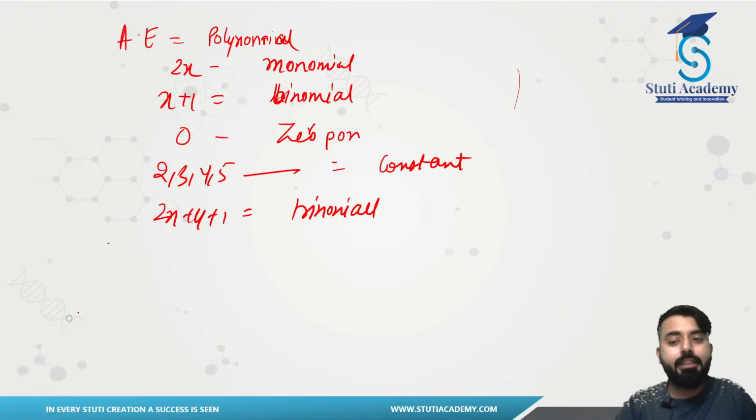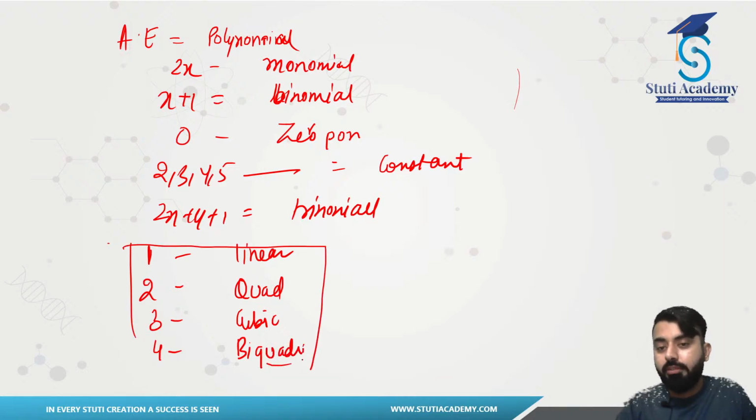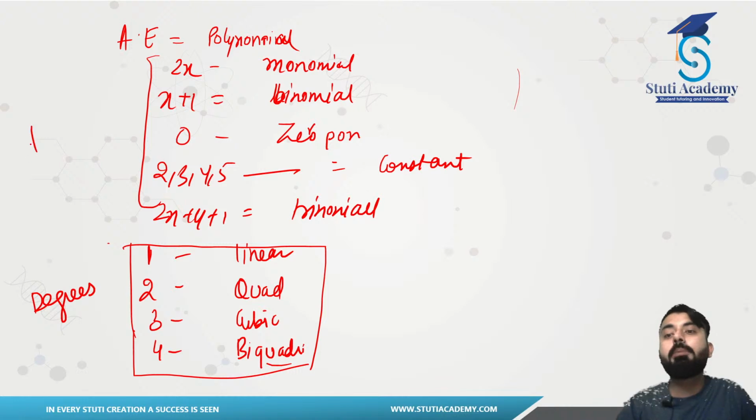We also had these, right? On the basis of the degrees, we had understood the basic terms there. We had understood when the degree was only 1, it was what? It was linear polynomial. When the degree was 2, it was quadratic polynomial. When the degree was 3, it was cubic polynomial. When the degree was 4, it was what? Biquadratic, right? You guys remember that. So these were the forms of polynomials on the basis of their degrees. These were the forms of polynomials on the basis of their terms.